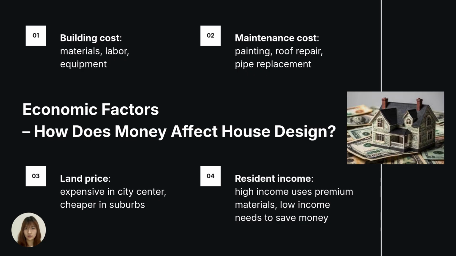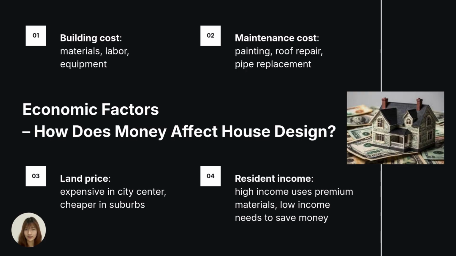First is building cost. To build a house, you need materials like bricks, cement, and wood. You also need workers and machines like cranes or mixers. All of these cost money. If your budget is big, you can use better materials like solid wood floors, marble countertops, and high quality paints. If your budget is smaller, you need to save money. For example, use laminate flooring instead of solid wood, or regular tiles instead of marble. But you should never save money on structural safety.